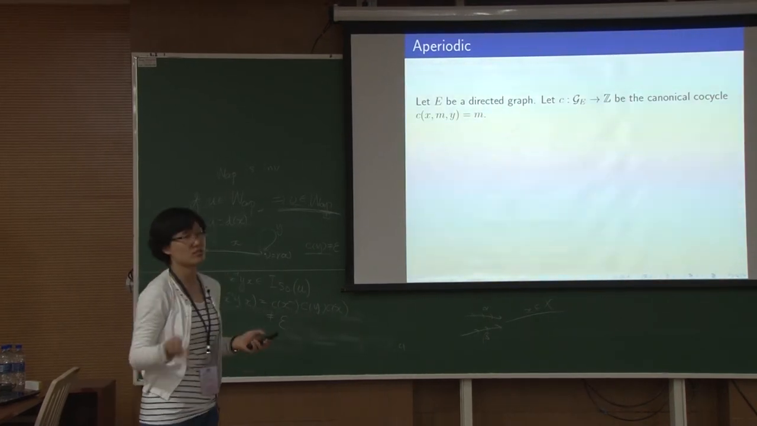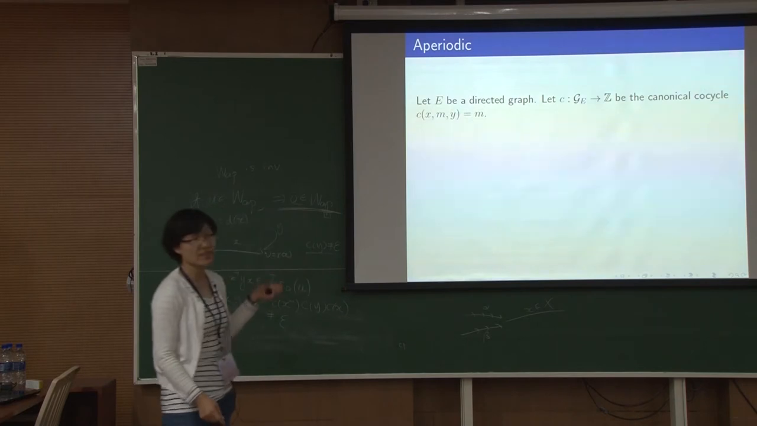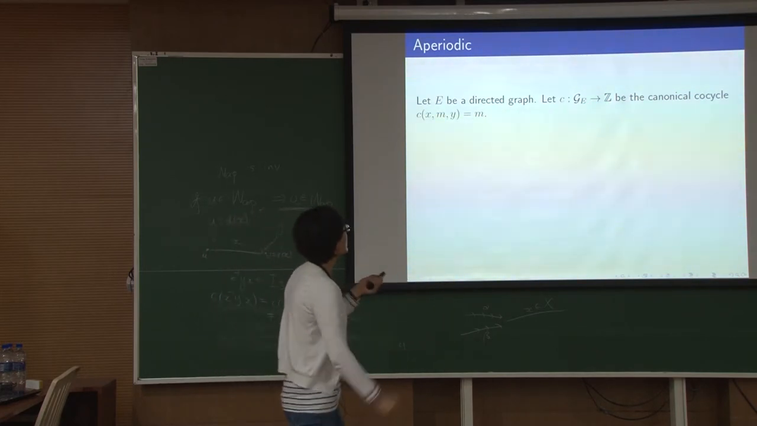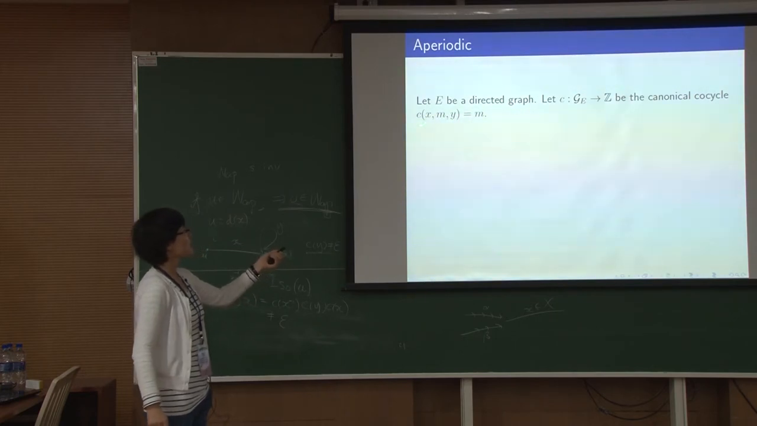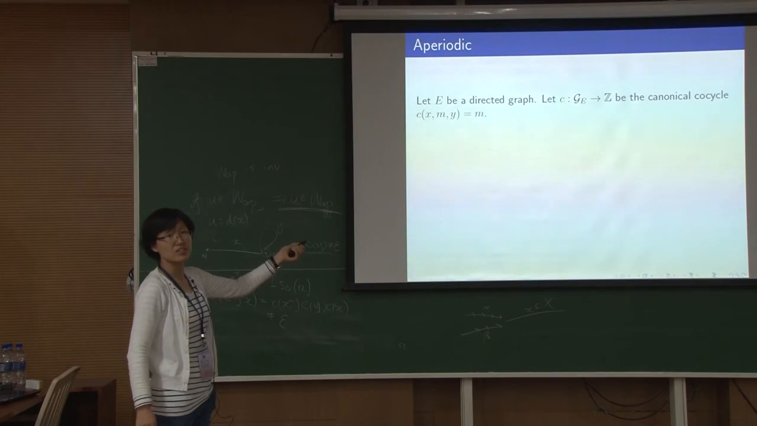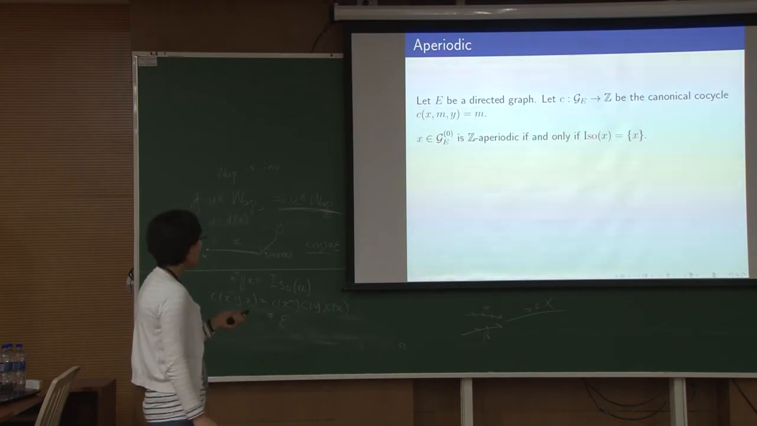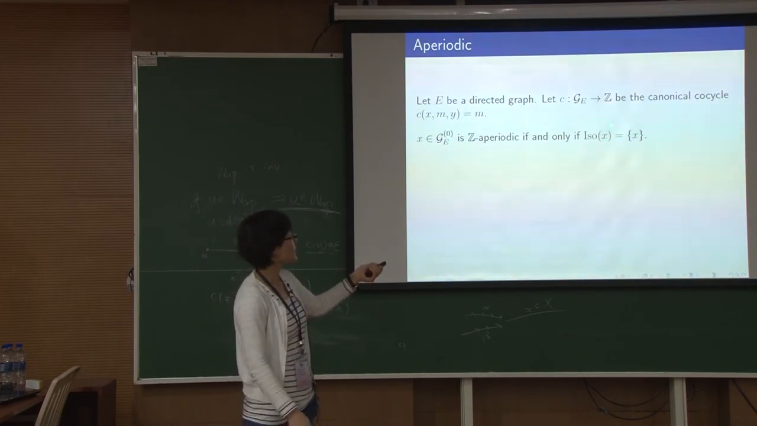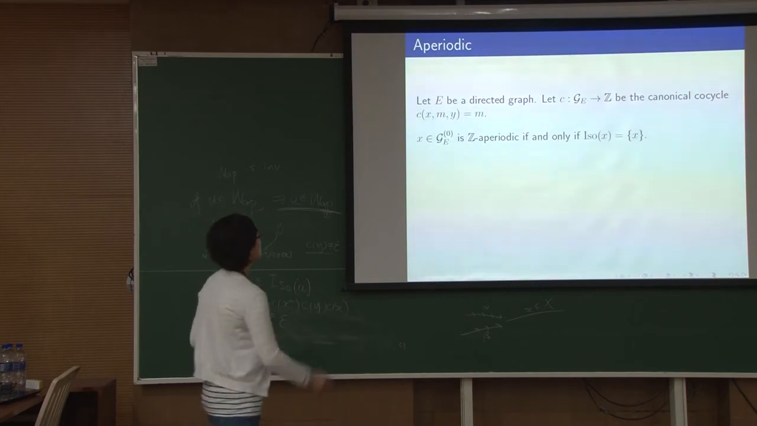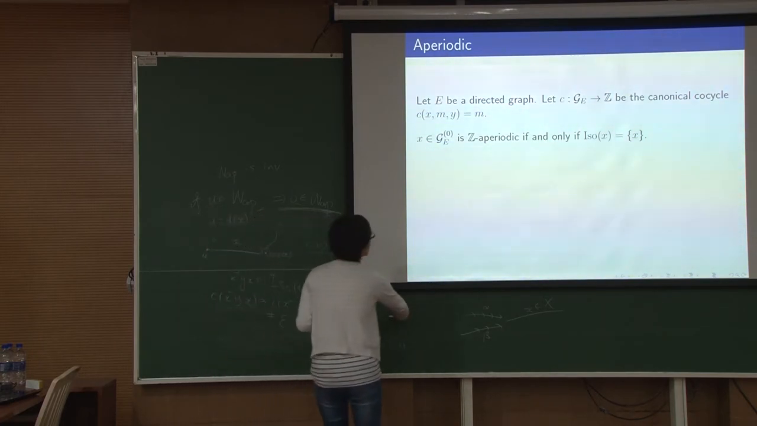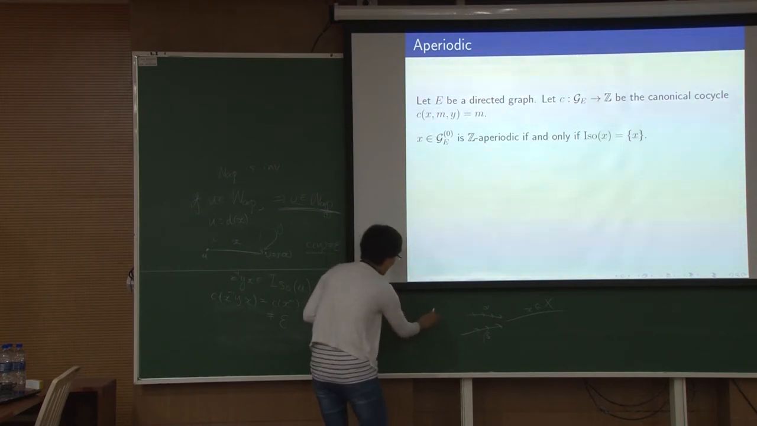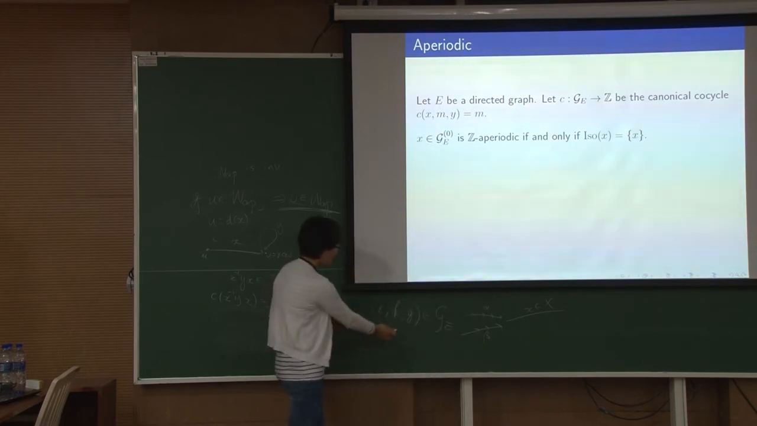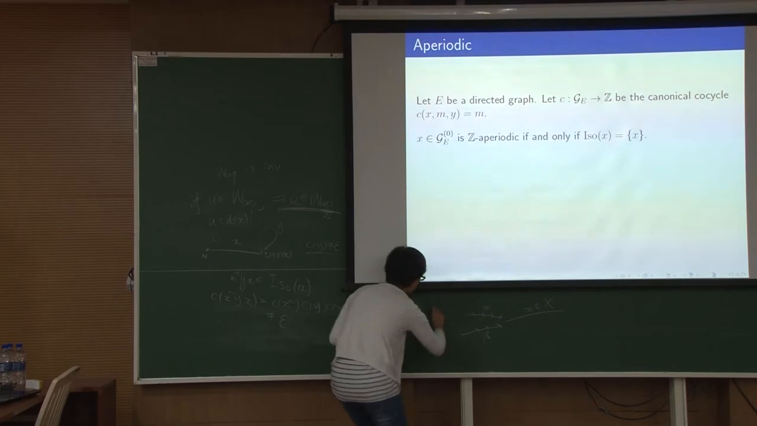So let's see what periodic means. Let's get back to the graph case. Because E is a directed graph and C is the cocycle from D to Z, that is given as a triple, where C of (x, n, y) is the integer n in Z. An element in the unit space is periodic if and only if the isotropy group of X is X. This is by definition. So periodic means that if we have an element (x, k, y) in the groupoid, the source is in the isotropy group of X.